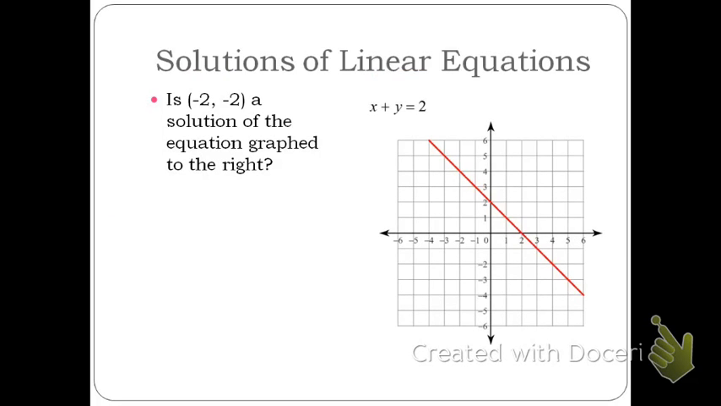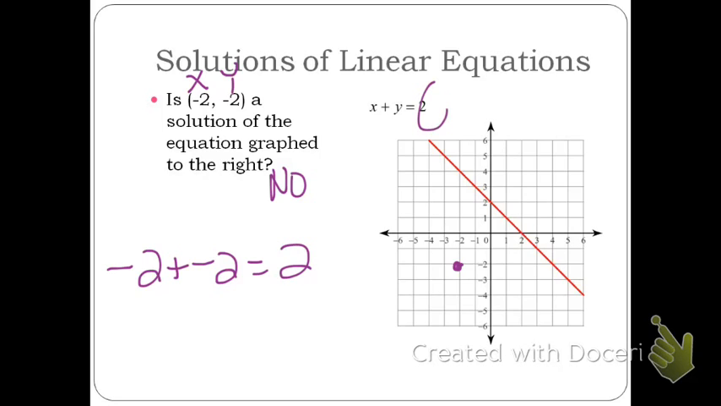Do they want to know if negative 2, negative 2 is a solution? Well, we can plot it, seeing how they have the graph here for us. Negative 2 is down here. It's not on the line. So no, it's not a solution. We can even verify this further by plugging it into the equation. Our negative 2 is an x, and negative 2 is the y. So we have negative 2 plus negative 2. We want to know, does that equal the positive 2 on the other side? Well, a negative and a negative, those are the same sign, so we add, and the answer is negative 4. Does negative 4 equal negative 2? No, it does not. So that's why it's not a solution.